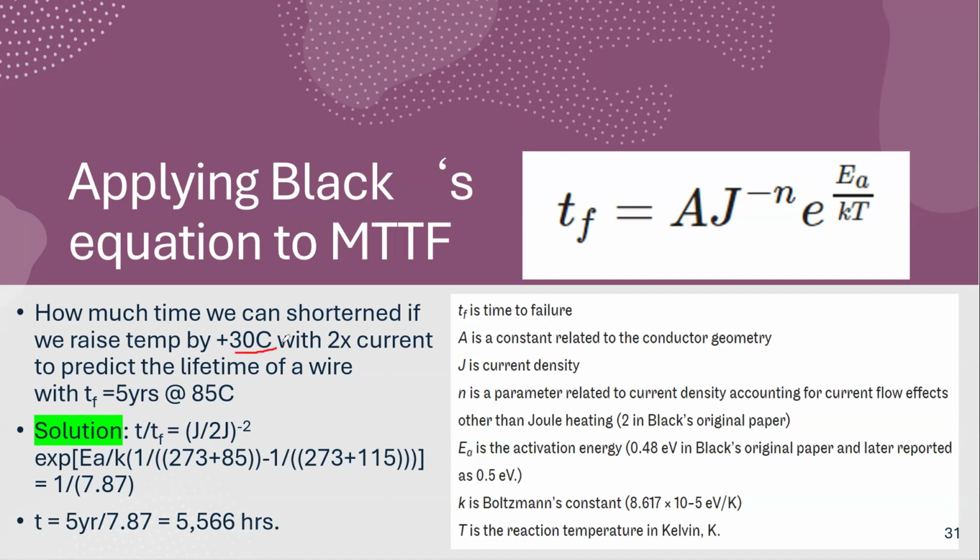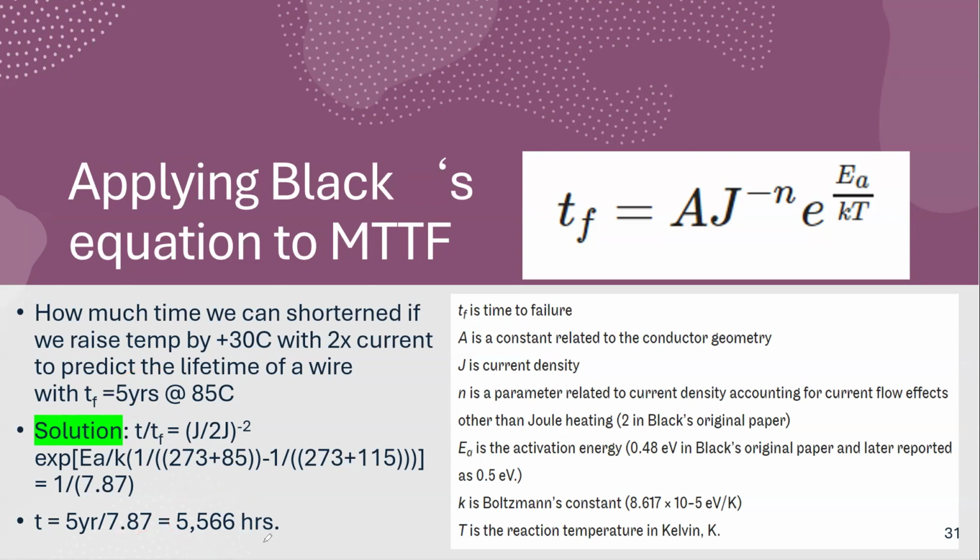Well, say you increase the temperature by 30 degrees and you increase the current density by 2x, and by using this Black's formula, all these are known. The exponent is like 2. Activation energy is material dependent, and here it is 0.48. So I put this number in, and the 5 years can be reduced by about 8 times to 5,000 hours.